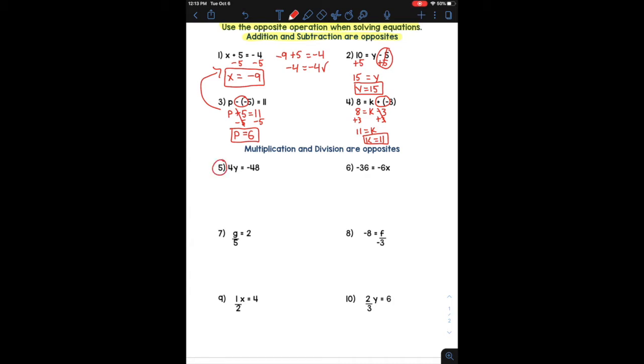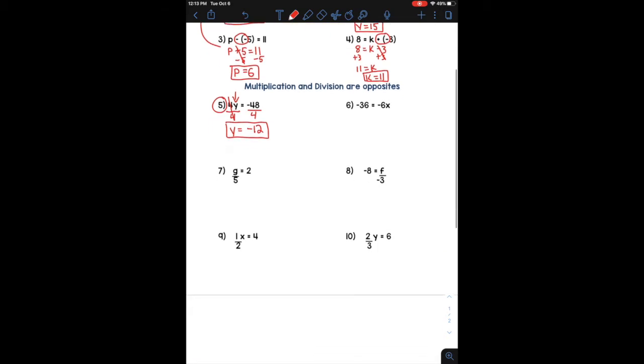So the first section, we were dealing with adding and subtracting as opposites of each other. And the second section, we're dealing with multiplying or dividing. In number 5, what is happening to our variable y? It's being multiplied times 4. So in order to solve for y, we're going to divide 4 on both sides. 4 divided by 4 is 1, which just leaves us with y. When solving, we always want the variable to end up all by itself, equals -48 divided by 4 is -12.